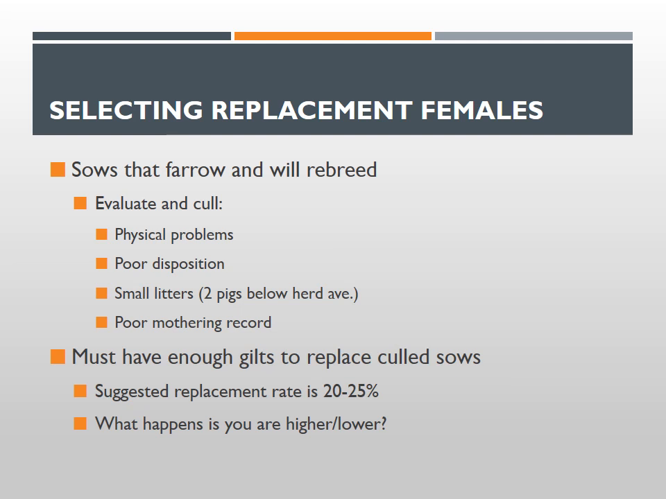But bottom line, we've got to have enough gilts identified to replace culled sows that we're going to put on the semi and send down the road. The suggested replacement rate is about 20 to 25% each time. And I asked the question here: what happens if your cull rate is higher or lower than that? Let's say we're culling only 10%.